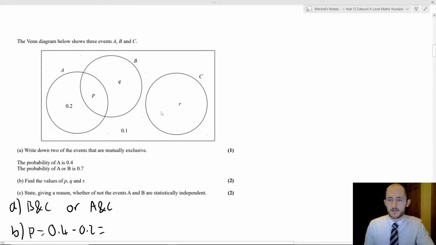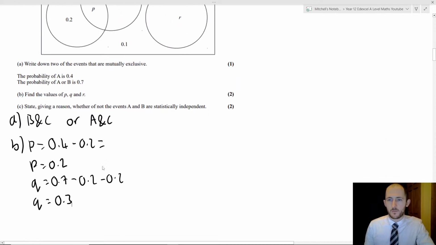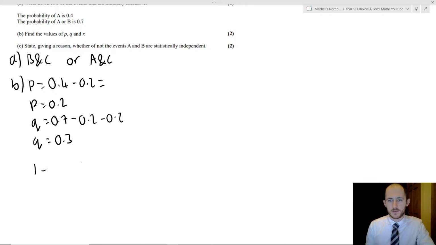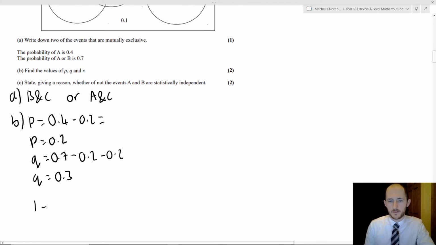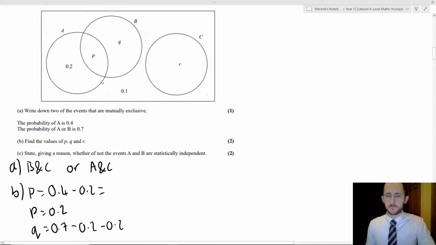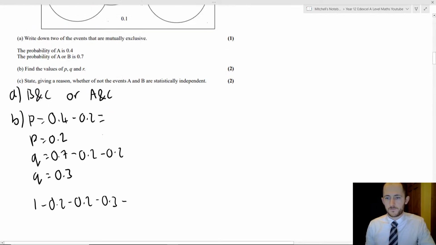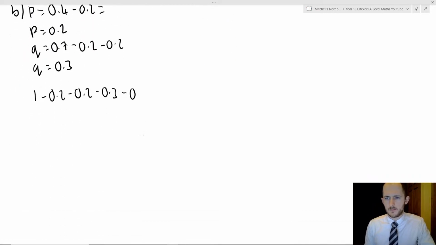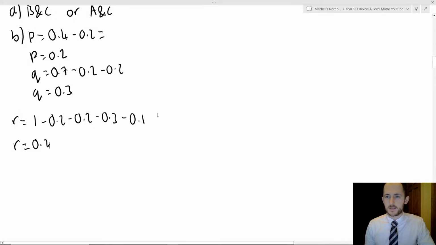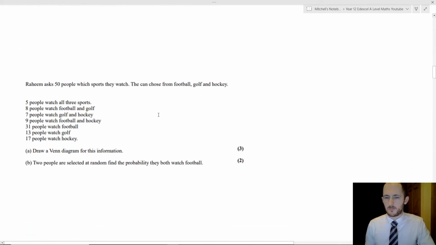And lastly, it says find the value of R. The only way we can do that is add up all the other probabilities and subtract them from 1. So we have 1 minus 0.2, minus another 0.2 for P, minus Q, which is 0.3, minus 0.1. And that's equal to R. So this is 2, 4, 7, 8, so that should be 0.2, because 1 minus 0.8. Okay, so far hopefully this isn't too tricky, it's a bit of problem solving.